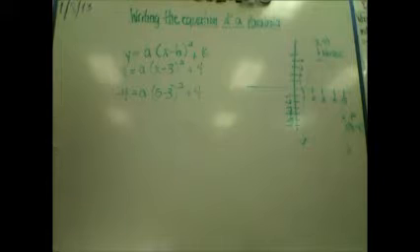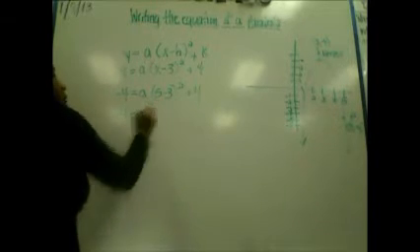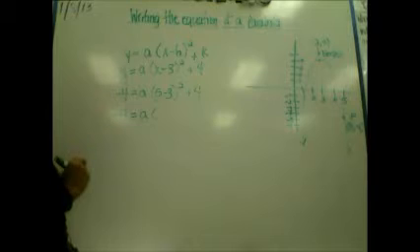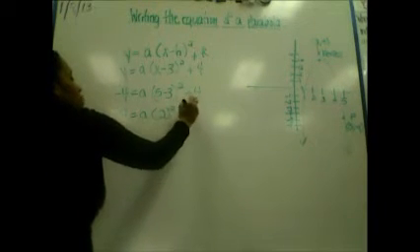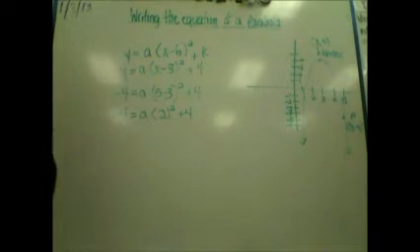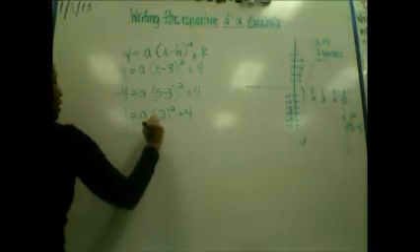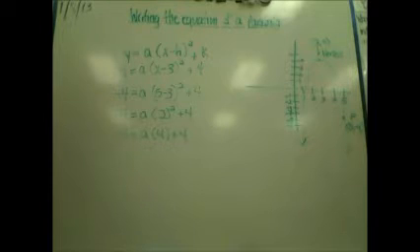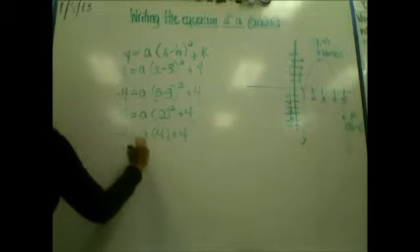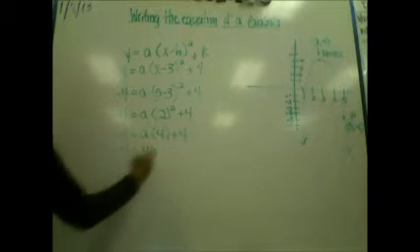The next thing I need to do is just simplify so I can solve for a. So I get -4 equals a. And what is 5 minus 3? 2 squared plus 4. And what is 2 squared? 4. So -4 equals a times 4 plus 4. -4 equals 4a because we can rewrite a times 4 as 4a, plus 4.